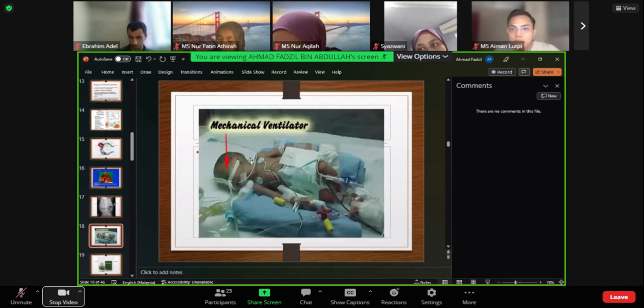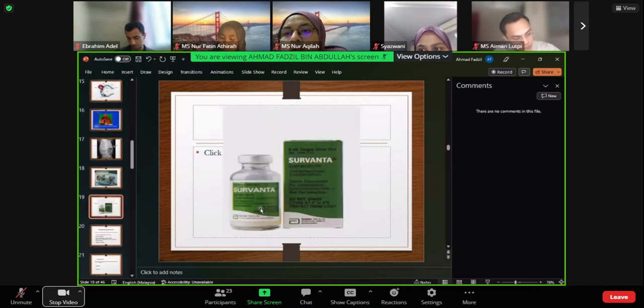In this kind of case you need ventilator support, and at the same time you give artificial surfactant, which is made in the lab, either organic or non-organic.